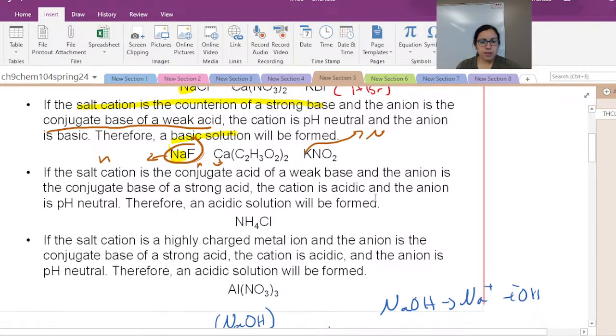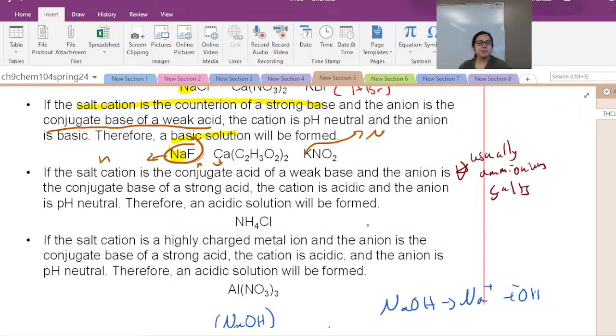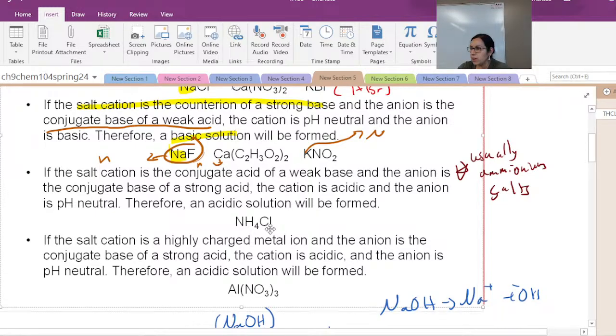And let's move on to the next scenario. So this is kind of what I was saying, that we only have so many acidic cations. These are usually amine or ammonium based. So I'm going to say usually ammonium salts, like methylammonium or some sort of variation. And that's what's shown here.